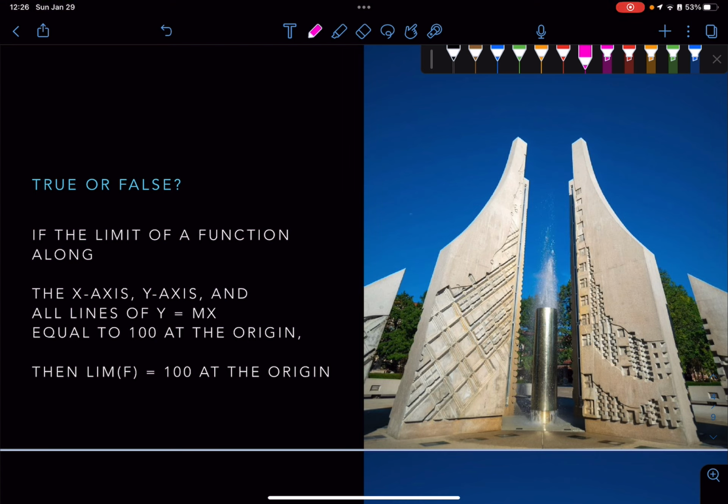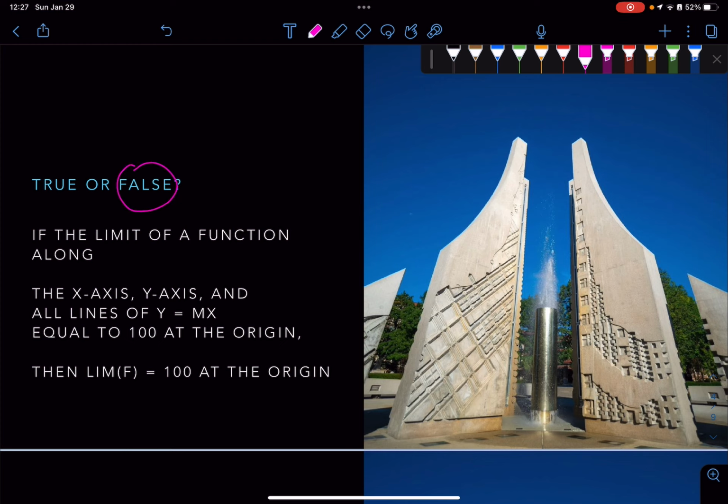So again, the true or false question. If the limit of a function along the x-axis, the y-axis, and along all lines y equals mx, where m can be any integer, or not even integers, any real numbers, if all of these equal 100 at the origin, then the limit of the function must be 100 at the origin. Right? True or false? This is actually a false statement.